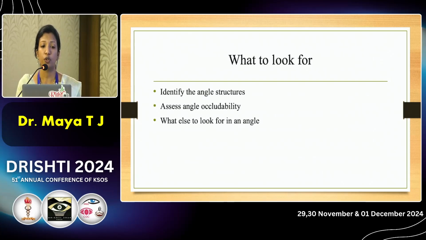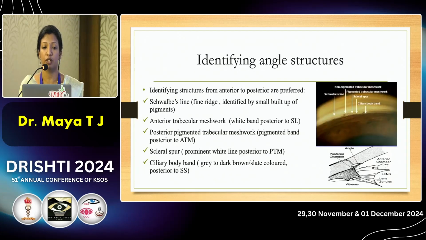Then what to look for? First, identify the angle structures, assess the angle occludability, and then look for other findings in the angle. Identifying the structures from anterior to posterior is mostly preferred. First, identify the Schwalbe's line, which appears as a fine ridge. It is identified by a small buildup of pigment. Anterior trabecular meshwork is the second one, which is a white band posterior to the Schwalbe's line.